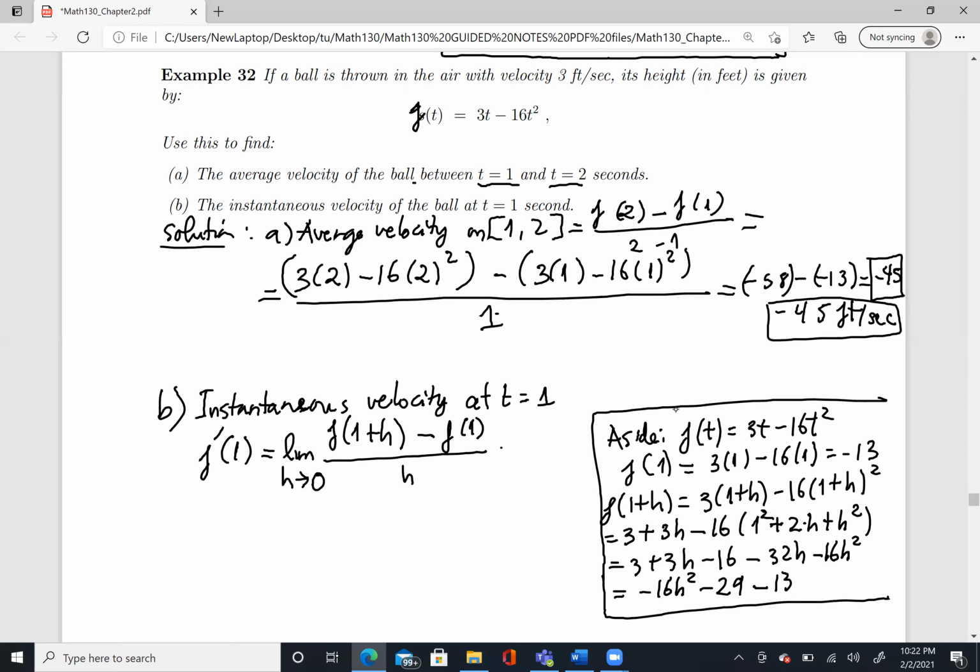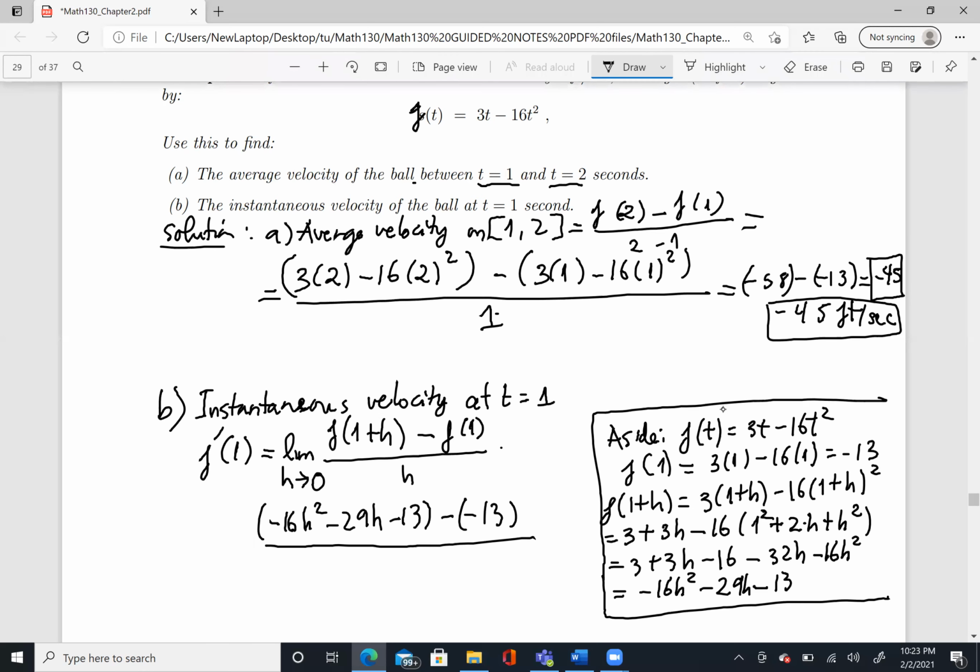Okay, yep, 29h, I forgot. All right. So now I'm going to have the derivative of 1 will be negative, let me put parentheses, 16 s squared minus 29h minus 13, and minus f of 1, which is negative 13, right? Don't forget the parentheses so you don't mess up the negative and positive. And oh, I forgot the limits.